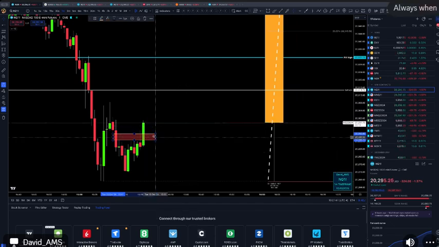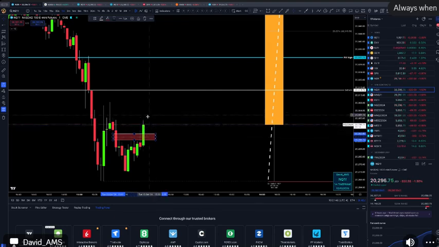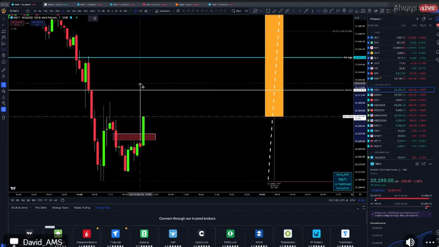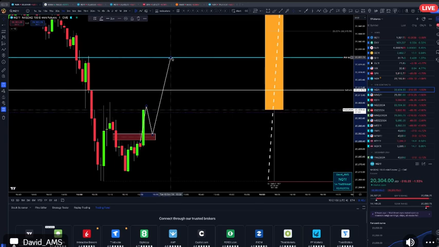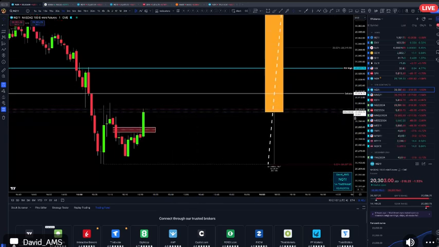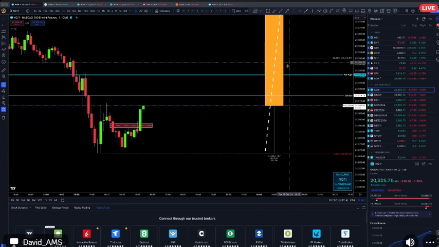If we close above here with a body in 15 seconds, preferably you want to see them taking out these highs, create a fair value gap, then we would look to trade back in, and that can also be your long. Then again, we're keeping track of that 20% retracement level of the daily candle, right?